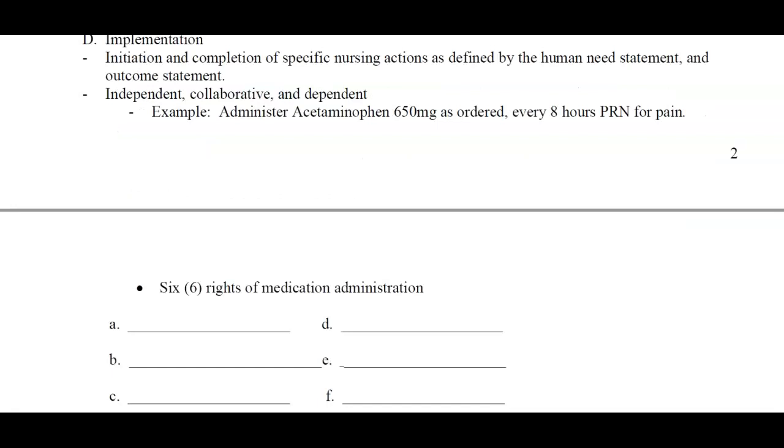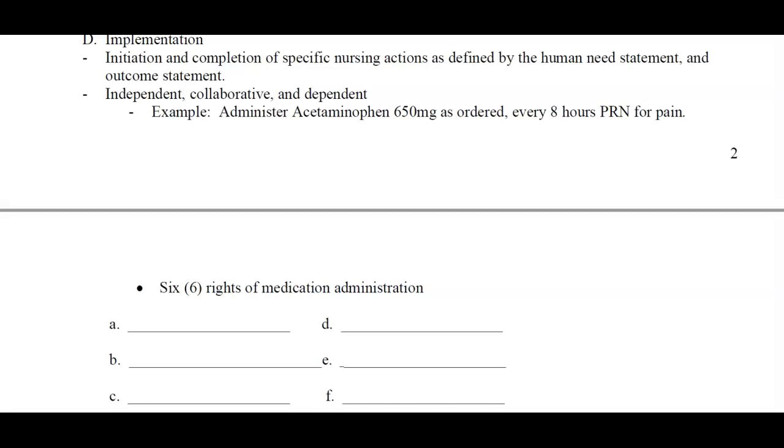The step is followed by implementation. Implementation is the initiation and completion of specific nursing actions as defined by the Human Needs Statement and Outcome Statement. So, implementation can be independent, collaborative, and dependent. An example of implementation would be administer acetaminophen 650 milligrams as ordered every 8 hours PRN for pain. So as you can see, this is addressing that human needs statement that we talked about earlier.